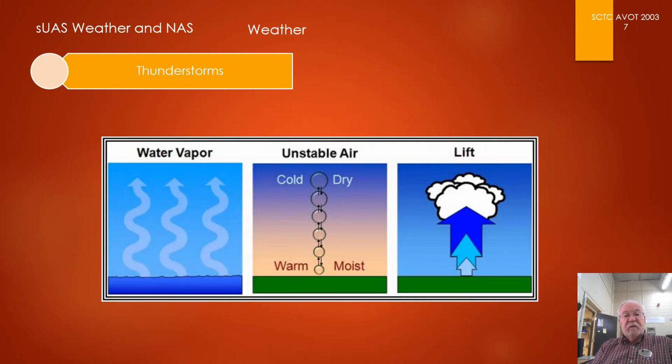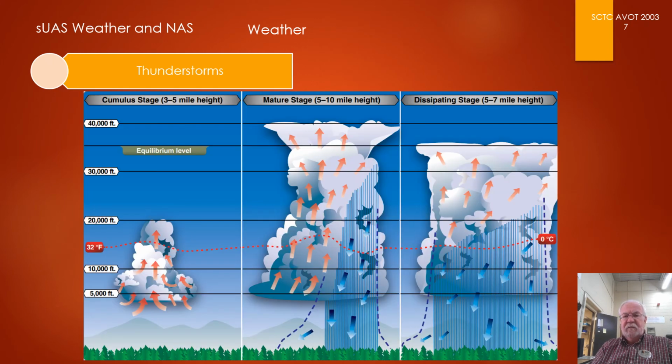So here's what's necessary for a thunderstorm. You must have these things. You must have water vapor. You must have some kind of unstable air, and you have to have a lifting force. Something has to initiate the lifting force. It may be the uneven heating of the air. It may be a mountain. It could be some kind of rising terrain that, as the air blows across, it starts that air moving up. So those are the three things you need. Those are the requirements. We have to consider the life cycle.